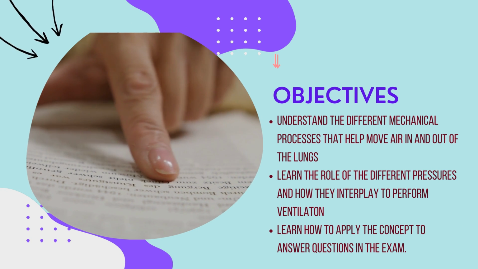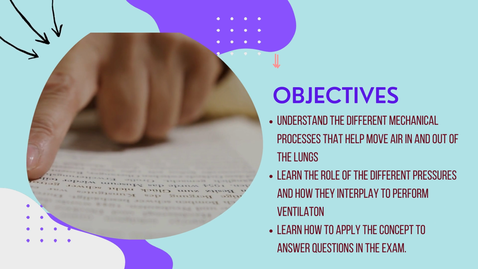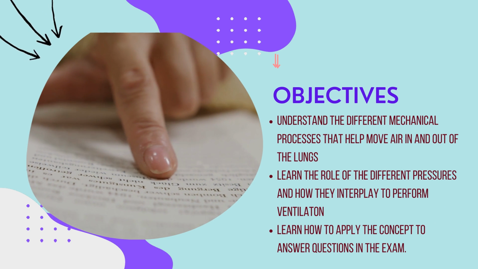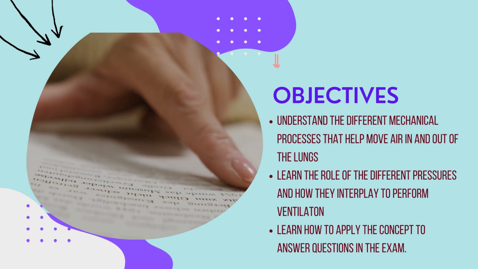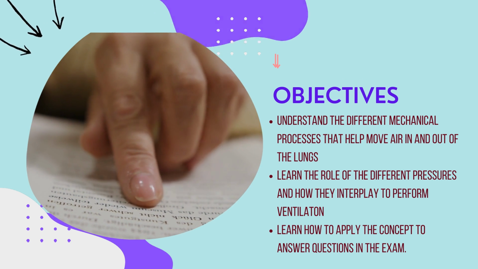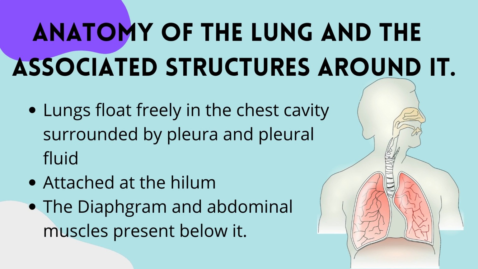So, that is why I divided this into two halves, part 1 and part 2. After watching part 1, please don't forget to watch part 2 so that you can completely understand the fundamentals of this topic. So let us begin by taking a look at how the lungs are positioned in the chest cavity and what are the associated structures present around it.